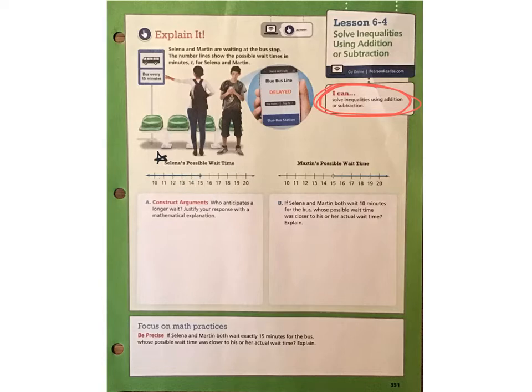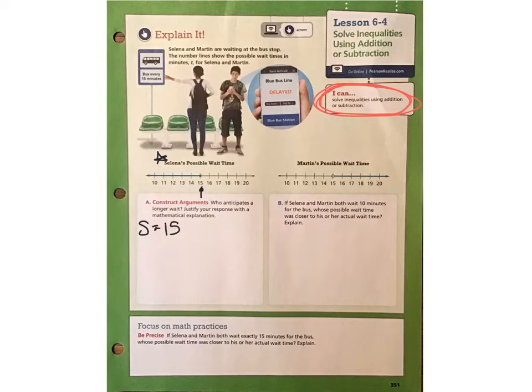So the first thing that we need to do is be able to interpret what Selena has as a possible wait time. The first thing that we look for is where is the dot on the number line, because that indicates our starting point. In Selena's case, it starts at the 15, which means 15 minutes could be one of her possible wait times.